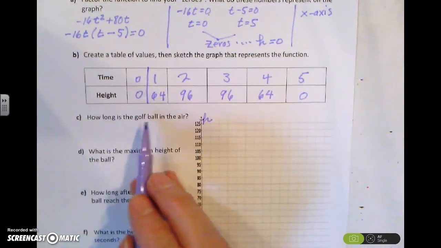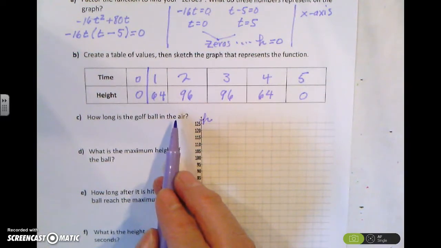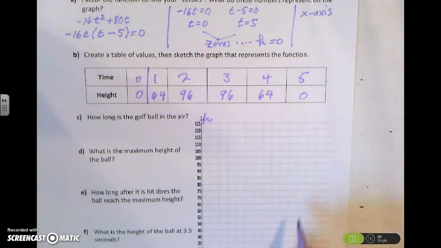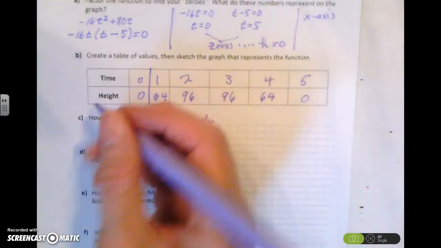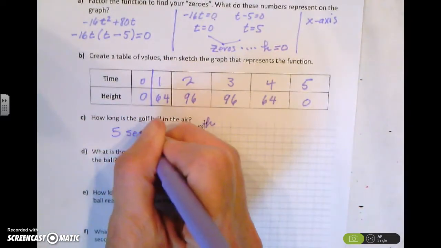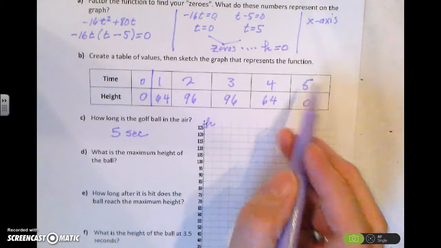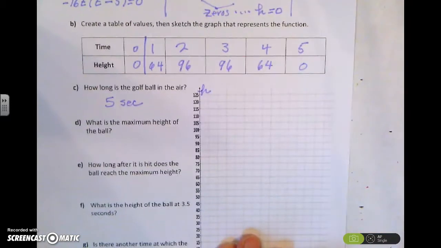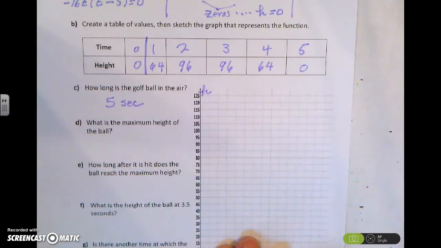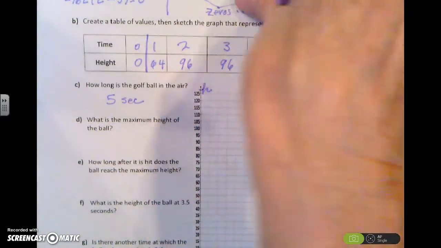How long is the ball in the air? So it starts, goes up, and comes down. So it's in the air for 5 seconds, from 0 to 5. Those represent our seconds. Oh, we need to graph it, don't we? So let's talk about that. Let's graph it. That may help you see those pictures a little better.